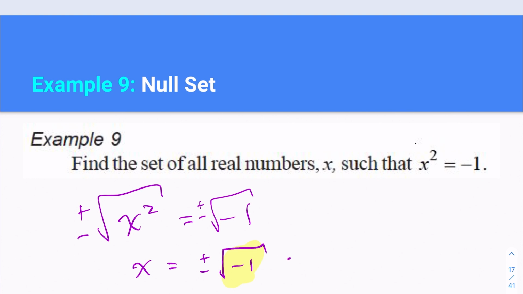You may have learned that it's equal to this number called i. It's an imaginary number. Well, if it's imaginary, it's not going to be real. So again, there is no solution here where we have a real number x. So this is the null set.